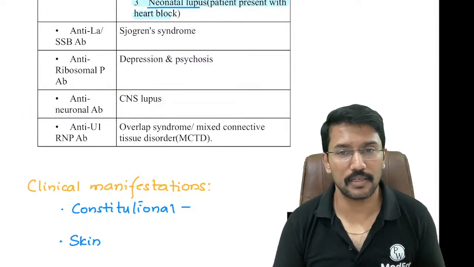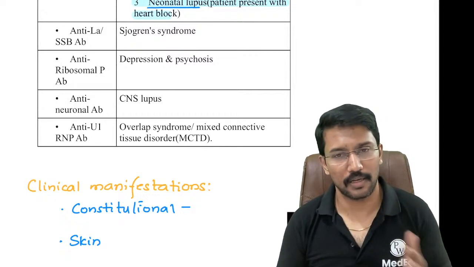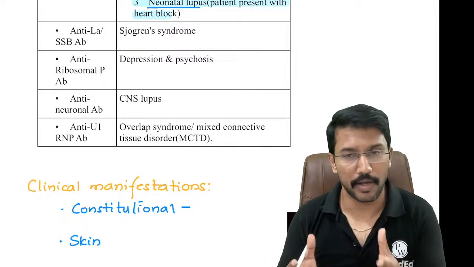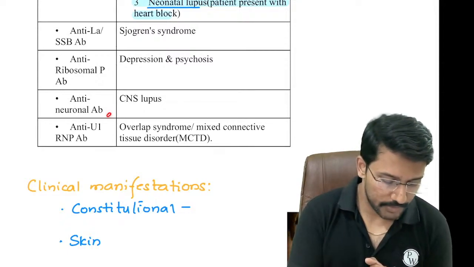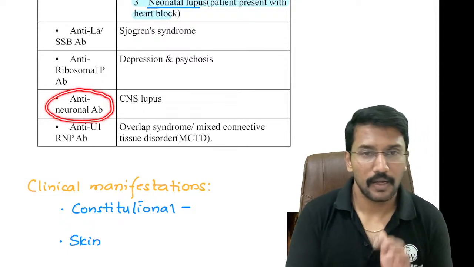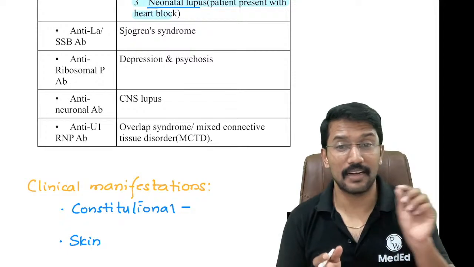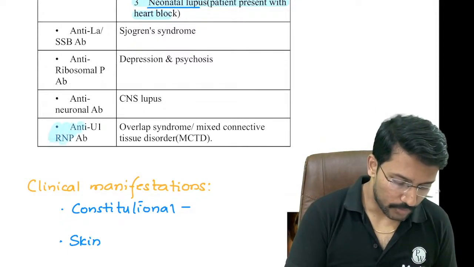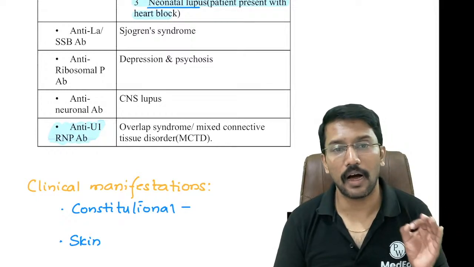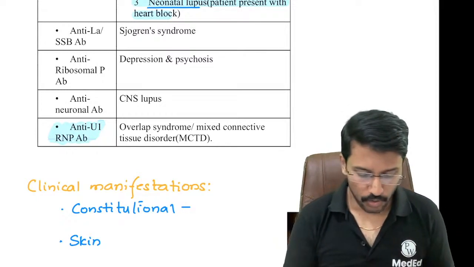So what happens in CNS lupus? They develop dementia. Just like how we develop dementia in Alzheimer's and Parkinson's and various other disorders, SLE patients also develop dementia. So if I have an SLE patient with anti-neuronal antibody, I know that he is at risk of developing dementia. Okay.